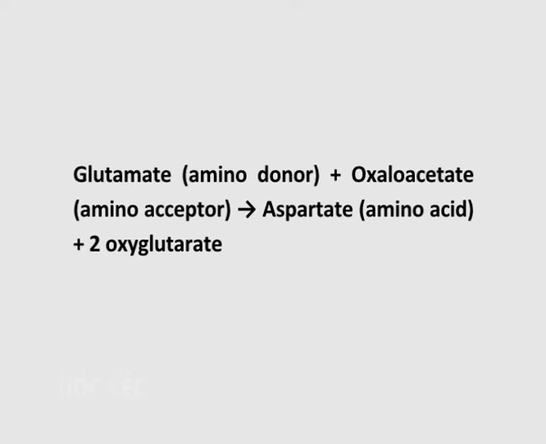Next is the transamination pathway. Other amino acids are derived from glutamate or glutamic acid through a process known as transamination, catalyzed by the enzyme aminotransferases, also called transaminases. Transamination commonly involves the transfer of an amino group from one amino acid to the keto group of a keto acid. Example: glutamate, which is an amino donor, combines with oxaloacetate, which is an amino acceptor, to form aspartate, which is an amino acid, plus alpha-ketoglutarate.